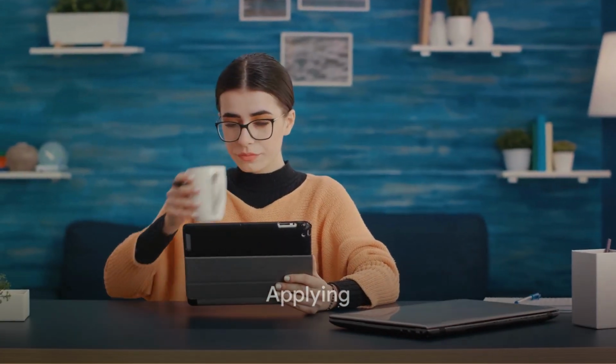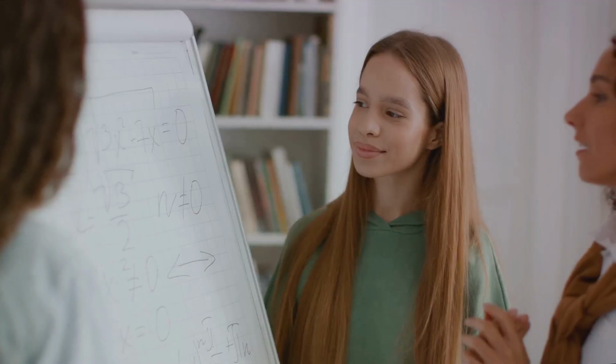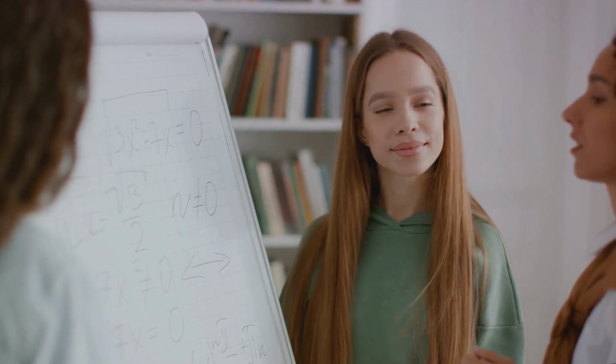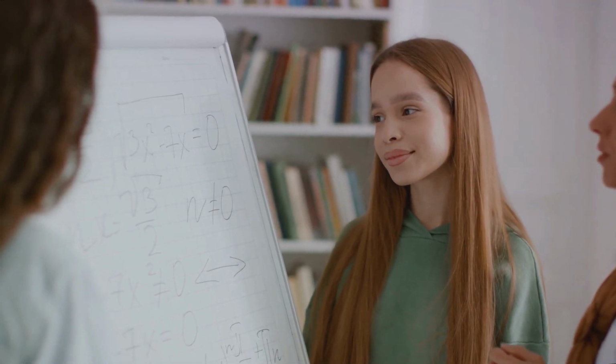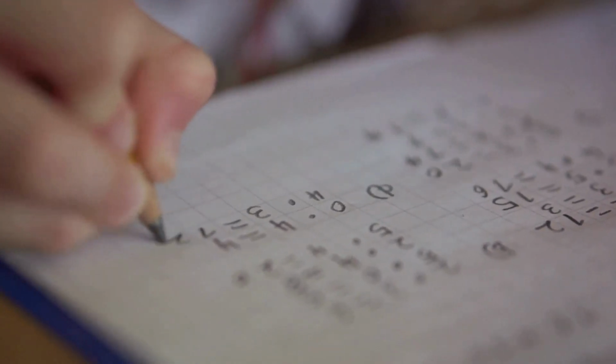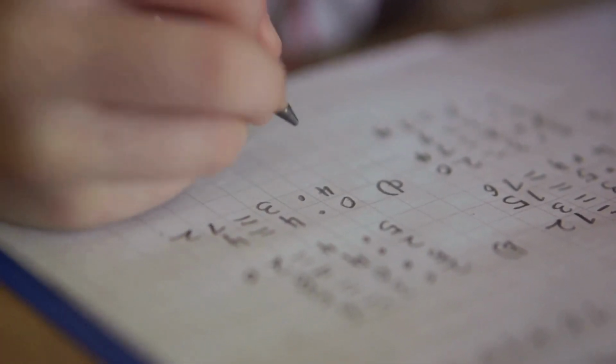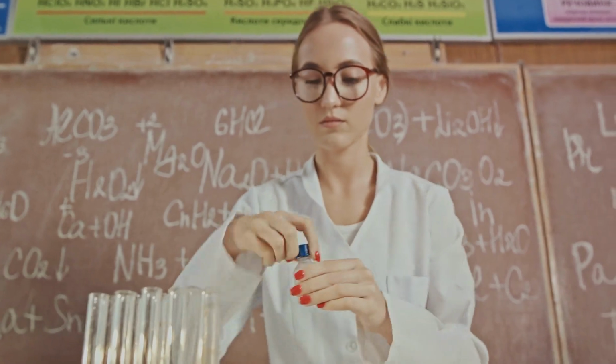The third level, applying, is where the learner begins to use the knowledge they've gained. They apply what they've learned to actual situations, solving problems, and making decisions. This can range from using a mathematical formula to solve a problem to applying a theory to a real-world scenario.